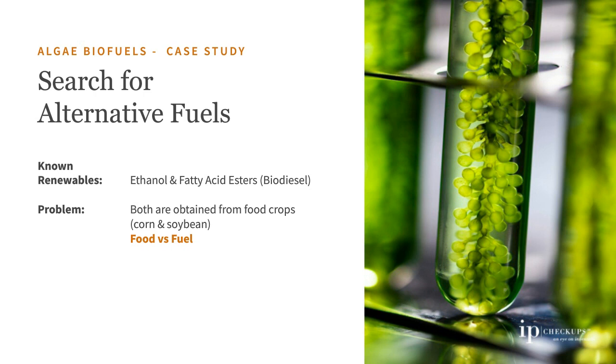Therefore, in the late 1970s, the federal government funded several projects to look for renewable fuels that would not impact the food supply. In particular, they focused on aquatic organisms. Microalgae appeared to be the most promising.